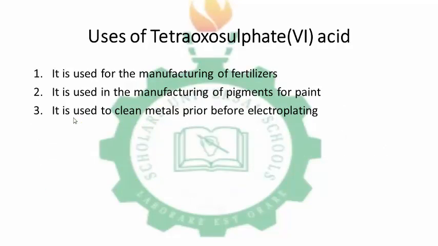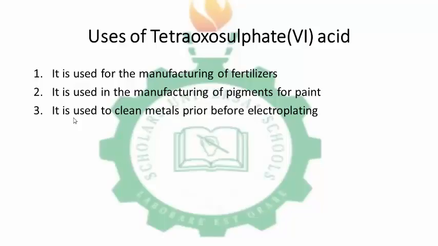Now, uses of tetraoxosulfate(VI) acid. The acid is used for the manufacturing of fertilizers, and it's also used in the manufacturing of pigments for paint. It is also used to clean metal before electroplating. Now, this is where we'll stop today in our class.